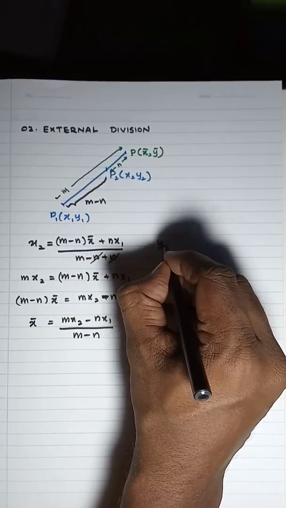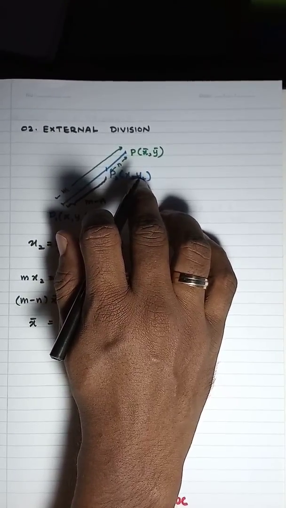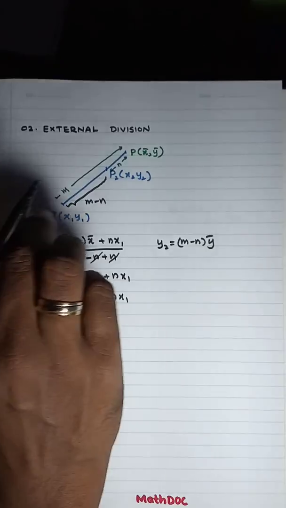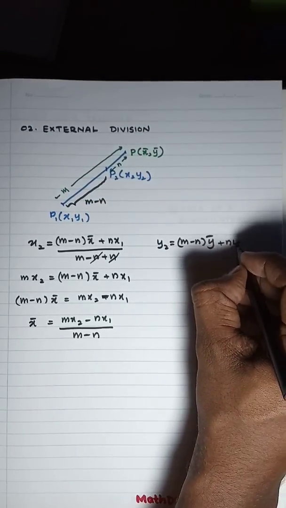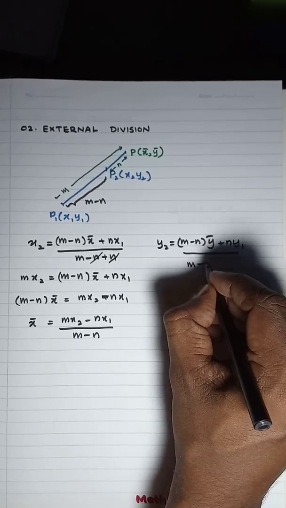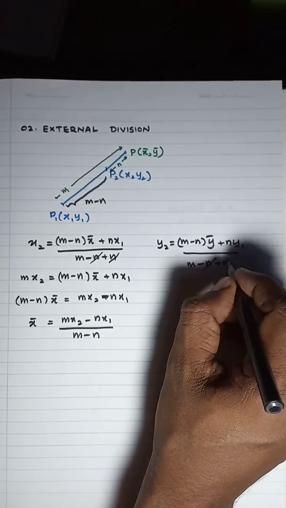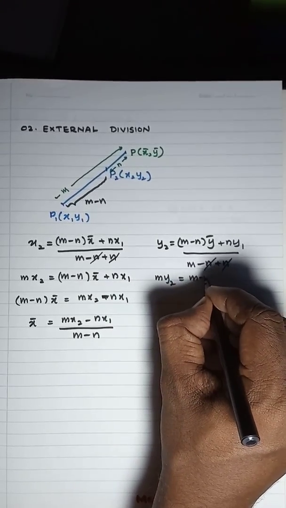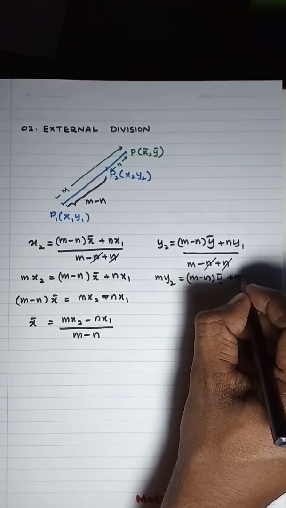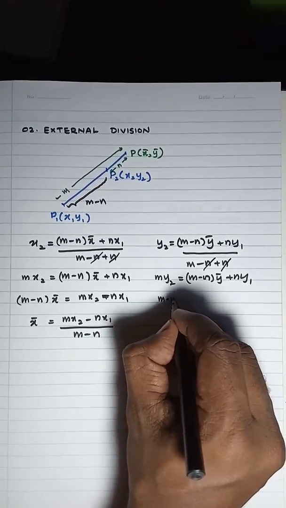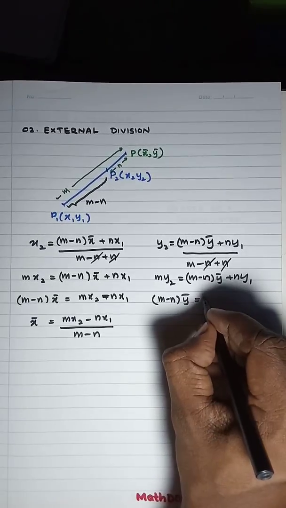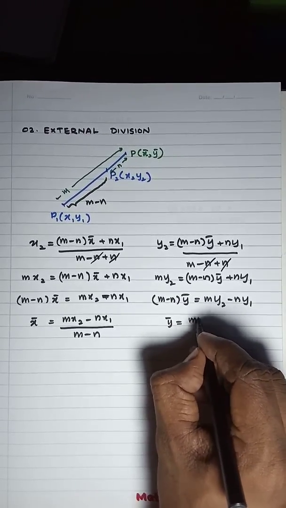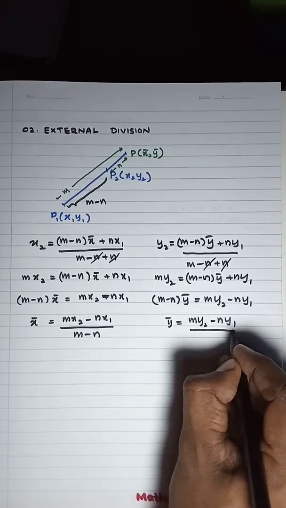Similarly, you write the y2 coordinate: (m minus n) y bar. By the previous theorem, y bar equals (m y2 plus n y1) over (m plus n), the ratio sum. Now simplify this by cross multiplying: m y2 equals (m minus n) y bar plus n y1. Now (m minus n) y bar equals m y2 minus n y1. Then the y bar coordinate is (m y2 minus n y1) over (m minus n).